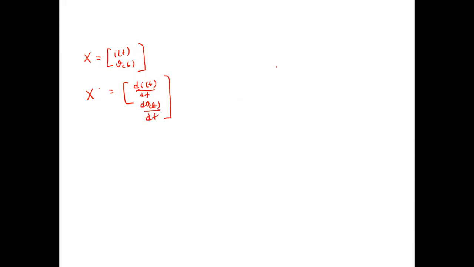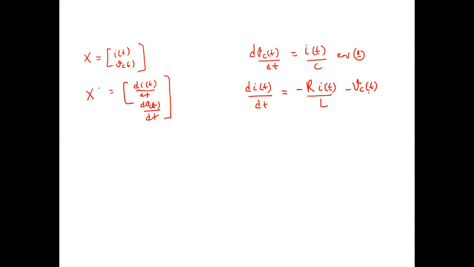Now in the above equation, I got these equations. I can safely say that dVc(t)/dt was equal to i(t) into 1/C. So this is my equation one. Also I got one more equation, that was di(t)/dt. That equation I got as minus R i(t) divided by L minus Vc(t) divided by L plus Vi(t) divided by L.